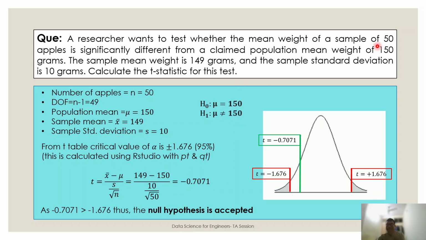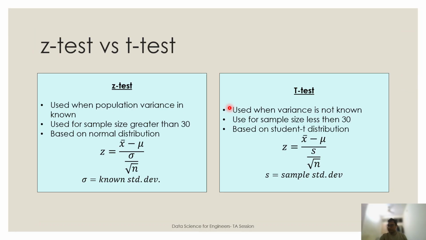Okay, he just wants to test whether the mean value is 150 or not. So it's either equal to 150 or not equal to 150. Okay, one more. So these are the formulas.